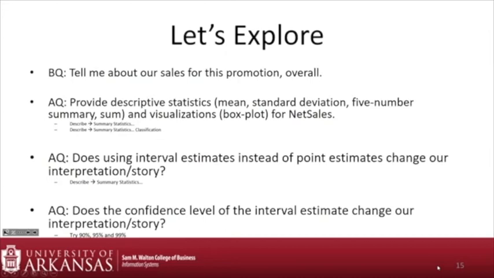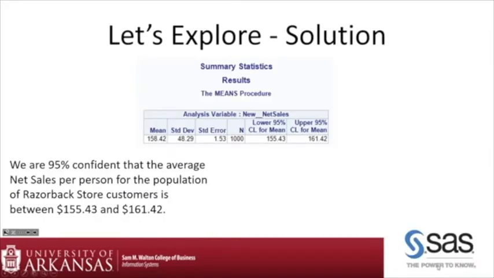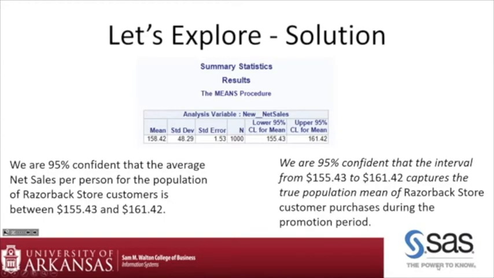We talked about confidence intervals. Our big question was exactly what we just said. So if we have a confidence interval, we can interpret the result to be we're 95% confident that the given interval captures our true population mean for our Razorback store customer purchases during our promotional period.